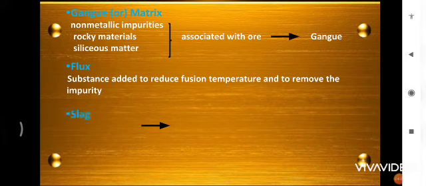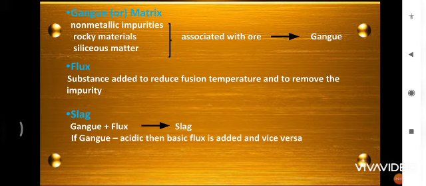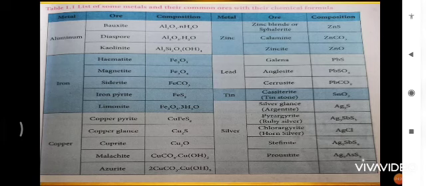And what is slag? So we know that flux is added to reduce the fusion temperature. When you add a flux, the gangue, that is the impurity, will combine with flux to form a fusible product known as slag. So if gangue is acidic, then basic flux is added, and if the gangue is basic, then the acidic flux is added to obtain the neutral slag.